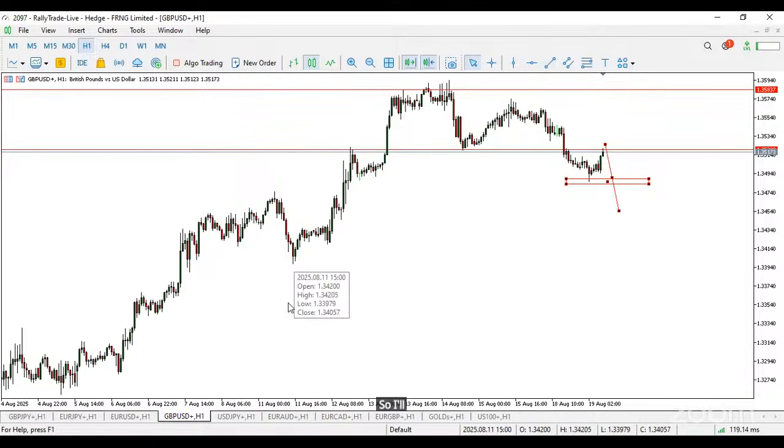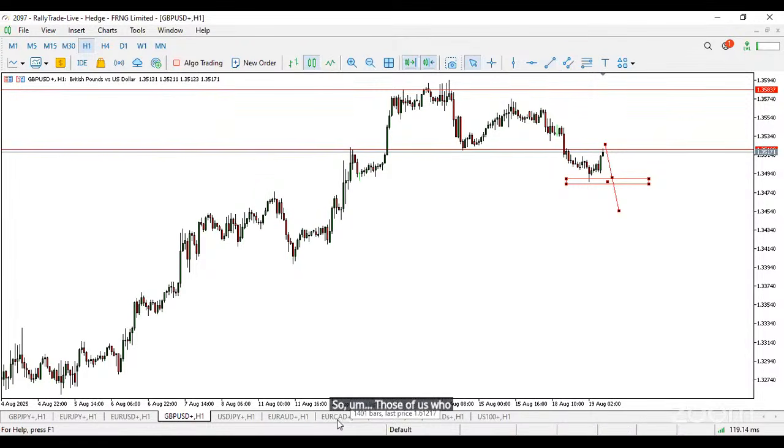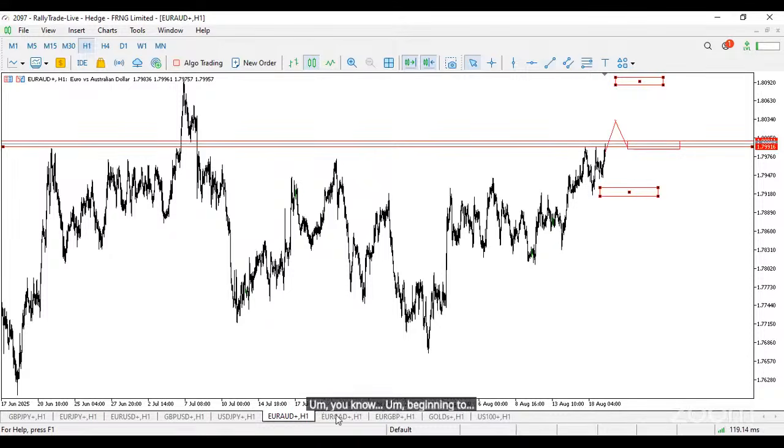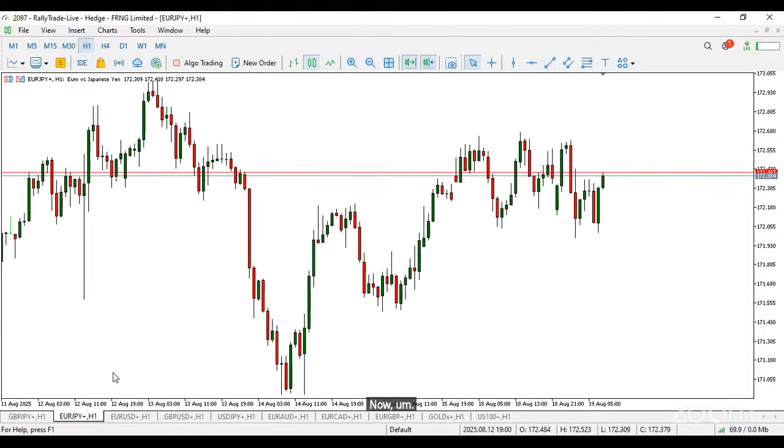I'll touch on two more, and then we can go to the commodity setup. Those of us who are already trading Euro AUD, we're beginning to break it completely. And those of us trading Euro CAD, check your trades by now, they should be getting into profit in 5 minutes. Now, JPY, there's something called the JPY index. That's what we use to know the trends of the Japanese yen. Like I said, we trade what we see. Presently, Euro JPY is consolidating.